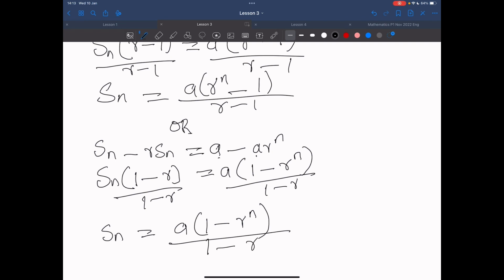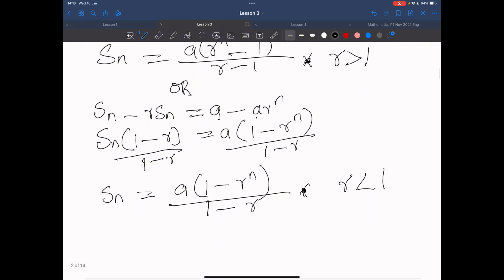So we can use any of these two formulas. We can use this one here or that one there to calculate the sum to n terms. Any of them will do. But in most cases, for calculations to be easier, we prefer to use the first one if the value of r is more than 1. And we prefer to use this one if r is less than 1.